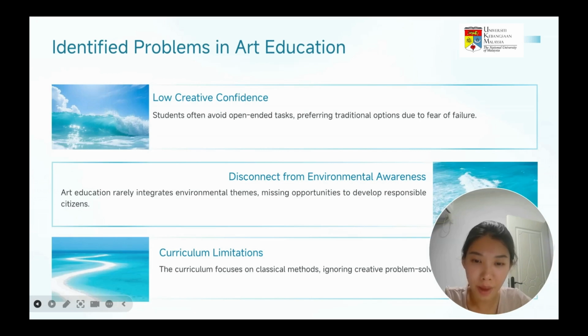We found 3 main problems in current art education. 1. Low creative confidence. Students avoid open-ended tasks. They prefer traditional options because they fear failure. 2. Disconnect from environmental awareness. Art classes rarely include environmental themes, missing the chance to nurture responsible citizens. 3. Curriculum limitations. The curriculum focuses on classical methods, ignoring creative problem solving and sustainability.